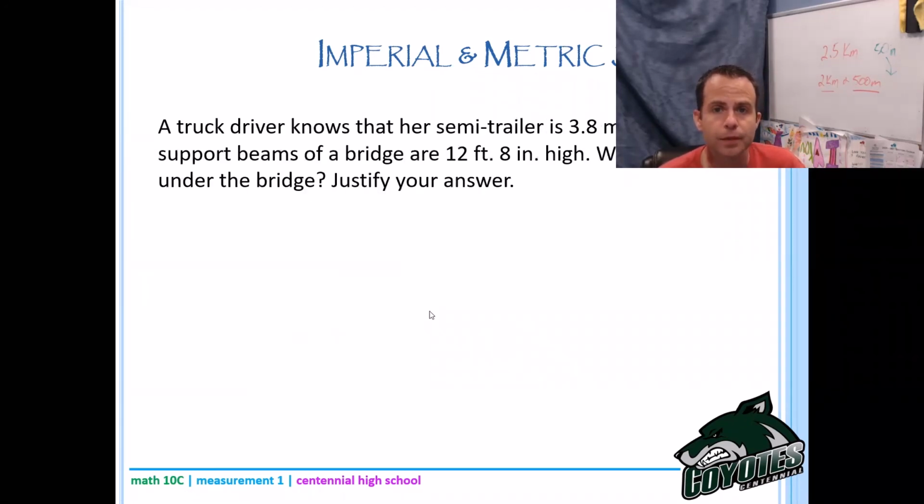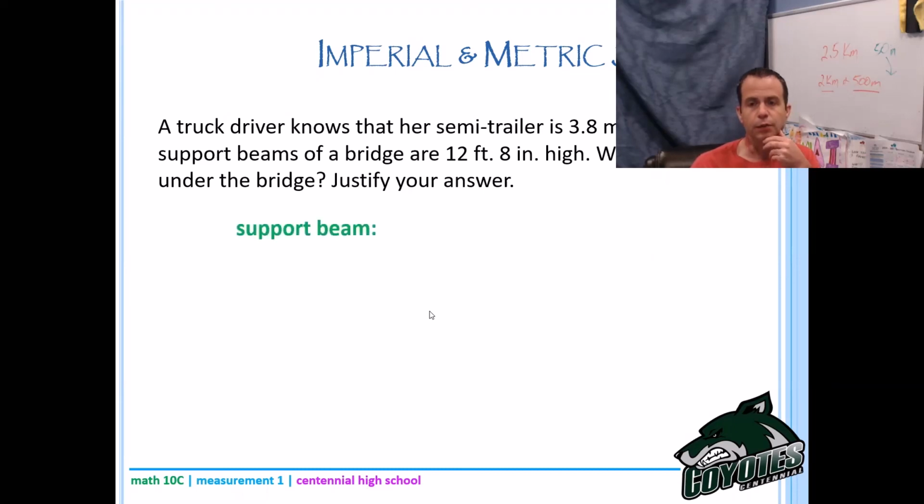All right. A truck driver knows that her semi-trailer is 3.8 meters high. The support beams of a bridge are 12 feet 8 inches high. Will the truck driver fit under the bridge? Justify your answer. Okay, so either I have to take my 3.8 and convert it into feet and inches, or take my feet and inches and convert it into meters. Okay, so I'm going to pick on the support beam here, and I'm going to figure out how many meters that is. So why don't we first put it all into inches?